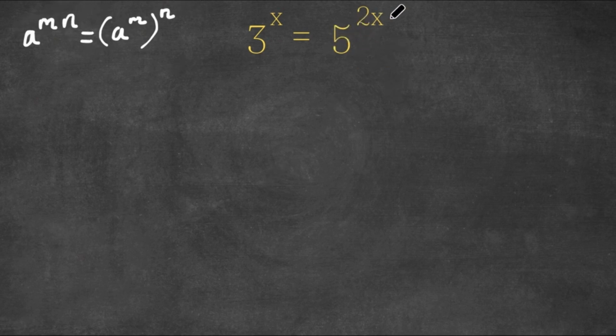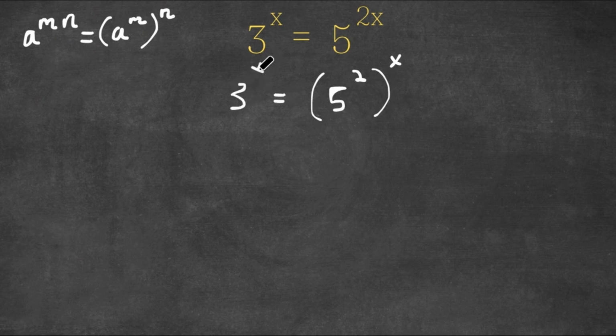So right here we have 5 to the power of 2x. And using this property, this can be written as 5 to the power of 2, to the power of x. And now this is still equal to 3 to the power of x. Now, let's simplify this a bit. 5 squared is 25. So now we have 25 to the power of x is equal to 3 to the power of x.